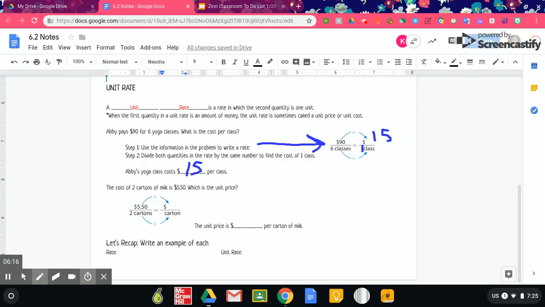Done with that example. The cost of 2 cartons of milk is $5.50. What is the unit price? Here's your rate. The money always goes on the top. So if you're having a hard time reading a sentence and writing a rate, the money 99% of the time is going to go on the top, and that's the number that goes inside the doghouse when you divide them. So $5.50 over 2 cartons, $5.50 divided by 2.